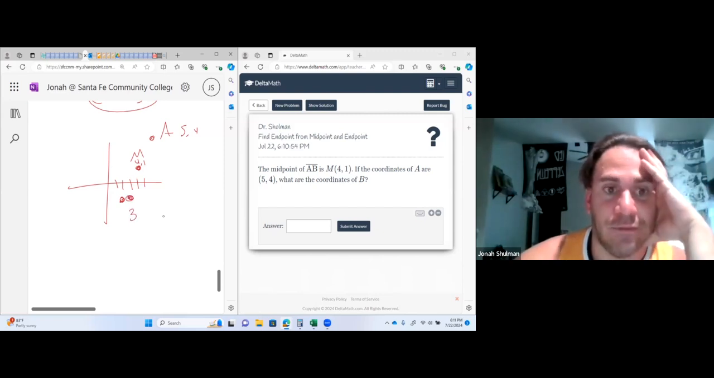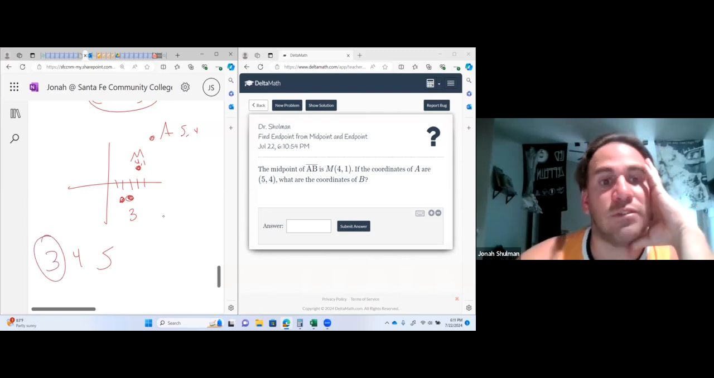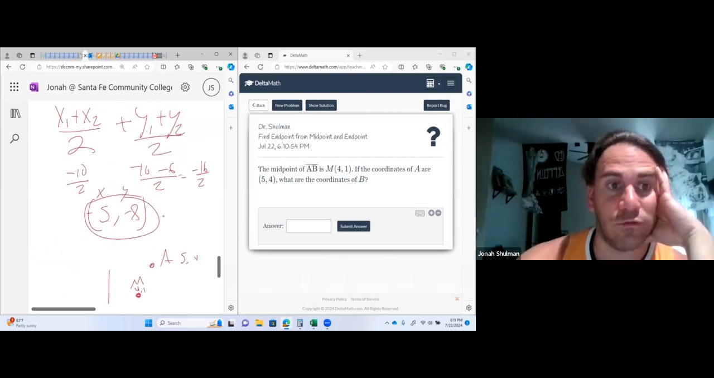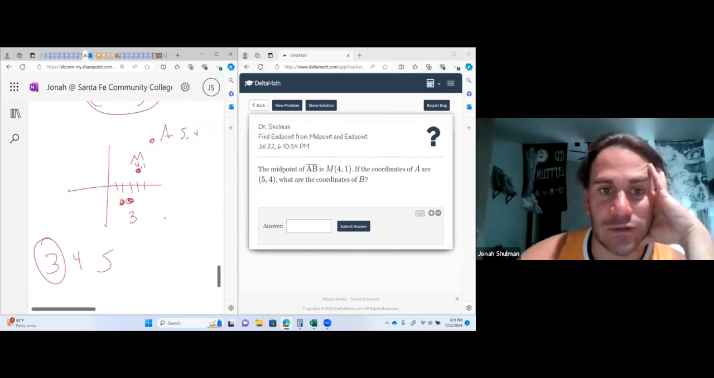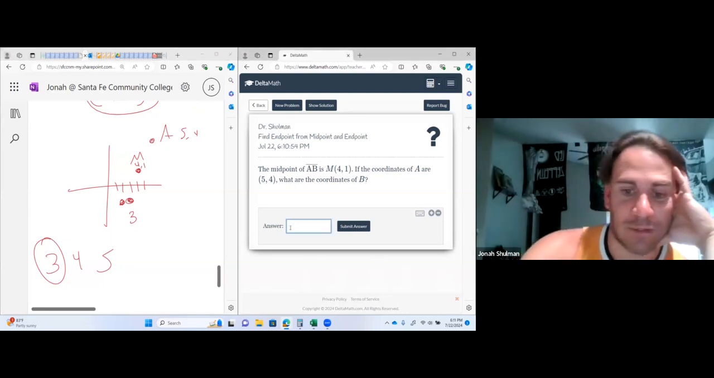The first one's 3. This is what I did. I was like, I've got 5 on one side, 4's in the middle, so it's 3. Or you could use the formula if you want. All right, so that's the first one, and I'm not gonna forget my parentheses.